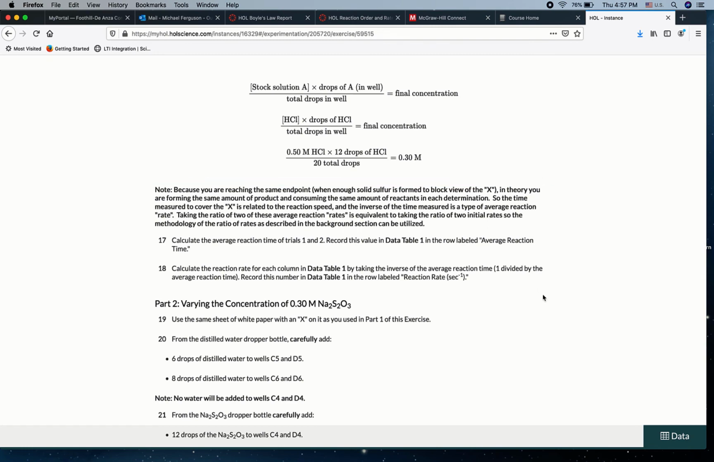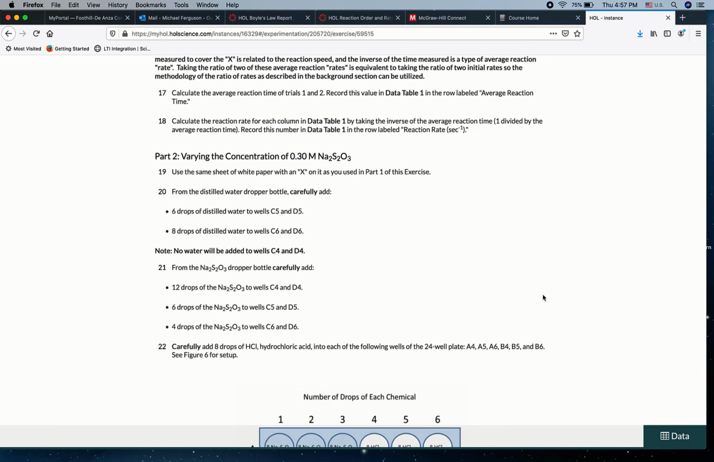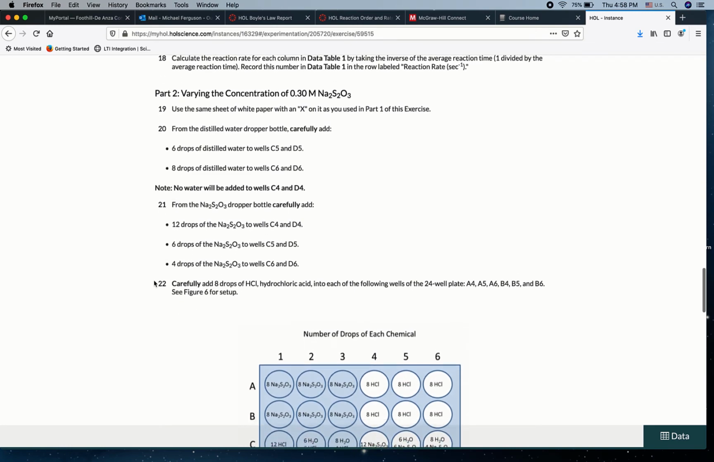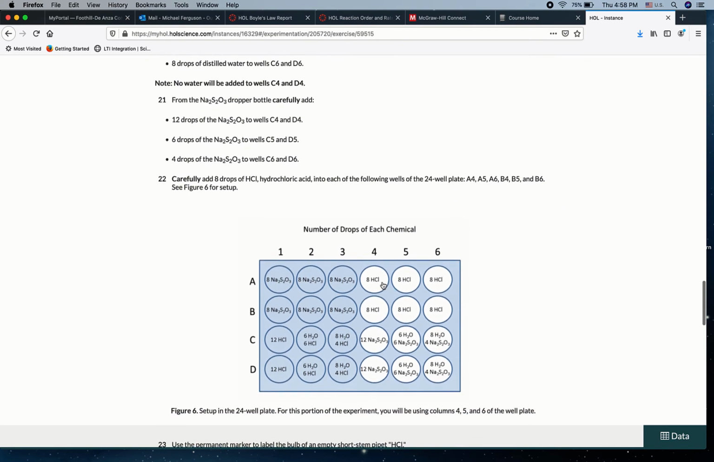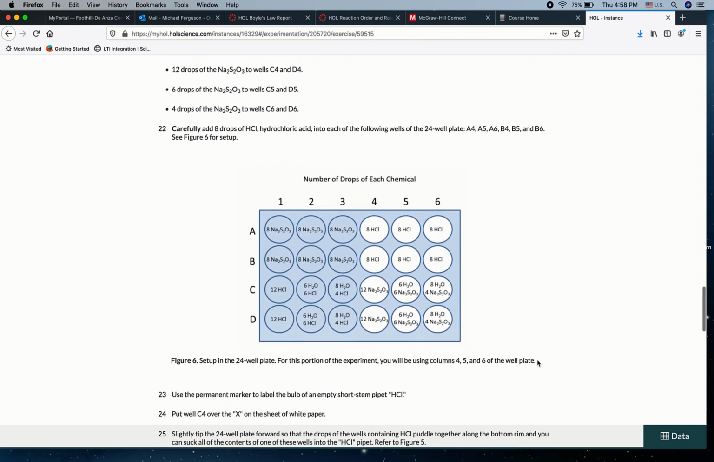So once you do that for hydrochloric acid, you're going to look at the sodium thiosulfate, and this time you're going to hold the hydrochloric acid constant, and then you're going to vary the sodium thiosulfate. Same idea, add the different concentrations, 6 drops and 8 drops to C5 and C6, and then add these to the various ones.